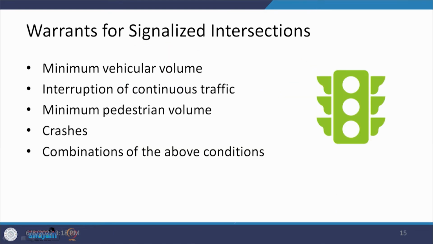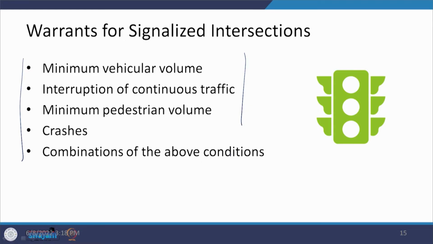Now, let us come to the warrants for the signalized intersections. These warrants can be defined by way of various criteria, and these criteria are related to the vehicular volume, the pedestrian volume, the requirement of a continuous flow on that particular intersection, or the accidents or crashes which may take place, the history of which is available. Or it may happen that instead of having the individual cases, there may be combinations of these cases. Now, let us look at these particular points one by one.